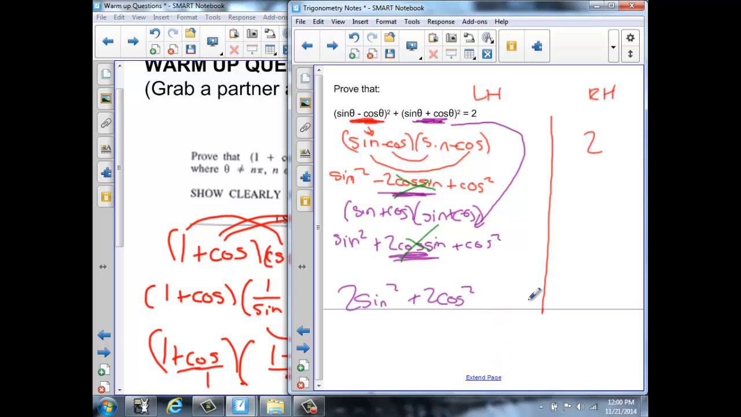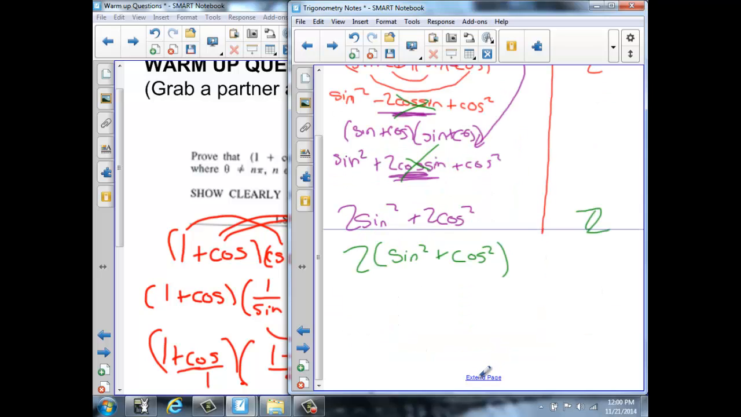Okay, one last thought then. We need to somehow make this thing equal to 2. Well, there's a 2 on both of these right here. So I could factor out the 2, which would give me sine squared plus cos squared. And then this is where a little recognition of your data sheet helps. We just proved that sine squared plus cosine squared is 1. And we've now proven that 2 equals 2.